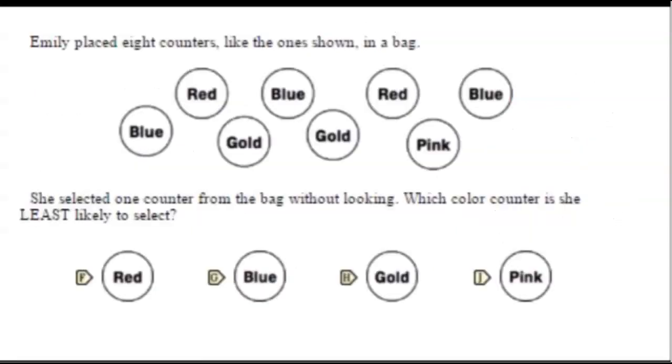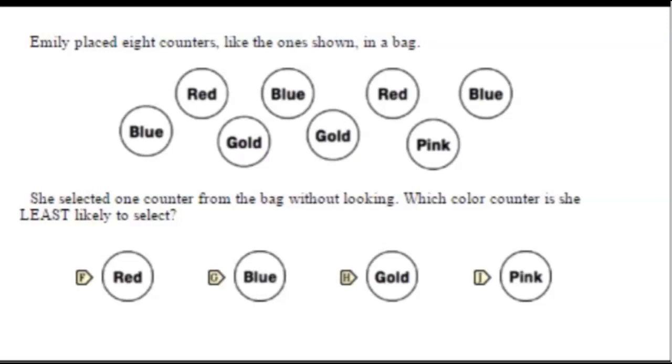Let's try this example with counters. The directions say Emily placed 8 counters, like the one shown below, in a bag. She selected one counter from the bag without looking. Which color counter is she least likely to select? Notice that they even capitalized it, so we know that we're looking for least likely. So I'm looking for the color that has, well, the smallest number of chances.